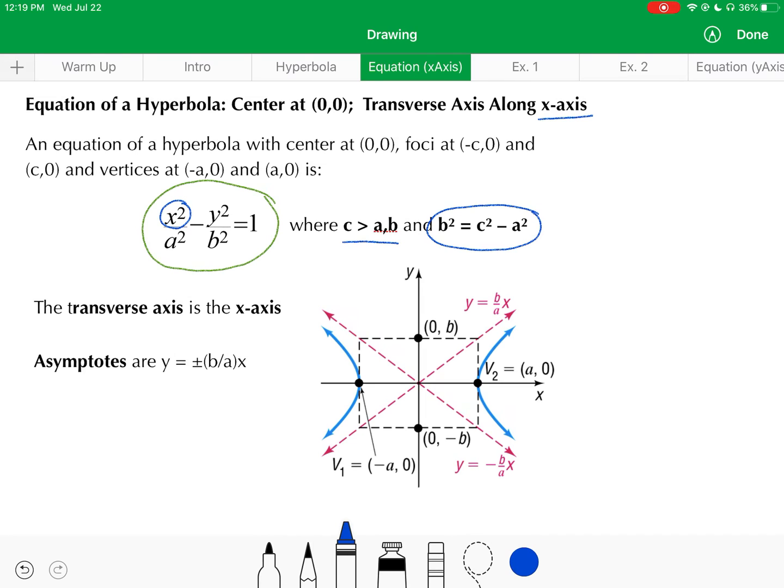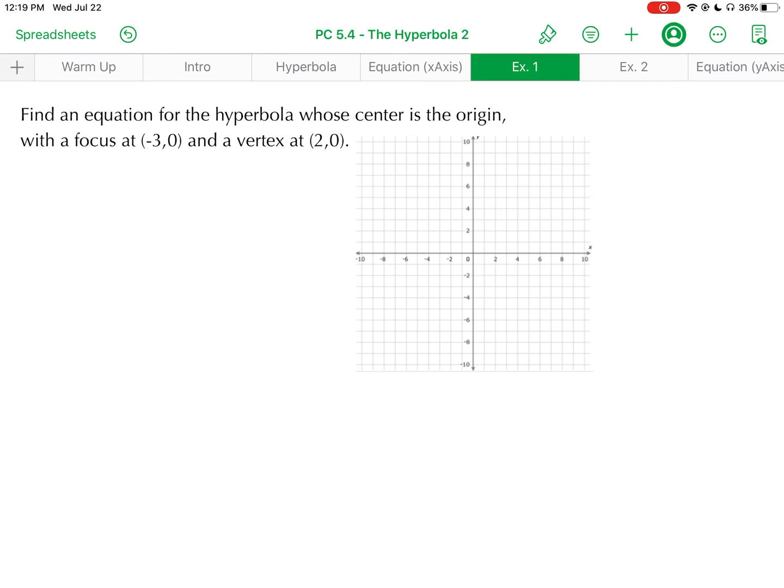All right, so let's get right into an example here. I want to come up with an equation for a hyperbola centered at the origin where the focus is at -3, 0, and the vertex is at 2, 0. So let's plot what we know. I'm not going to make a full graph, but I'm going to plot what I know to help me visualize and reason everything out for the equation.